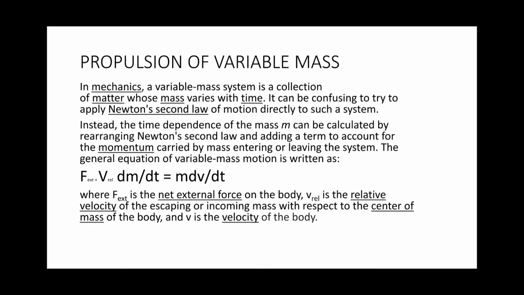The general equation of variable mass motion is written as Fext plus Vrel multiplied by dm over dt equals m dv over dt, where Fext is the net external force on the body, Vrel is the relative velocity of the escaping or incoming mass with respect to the center of mass of the body, and V is the velocity of the body.